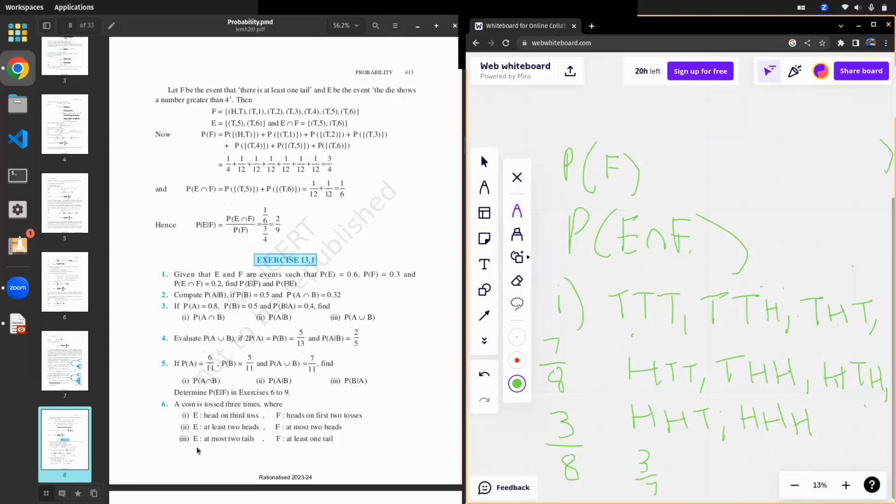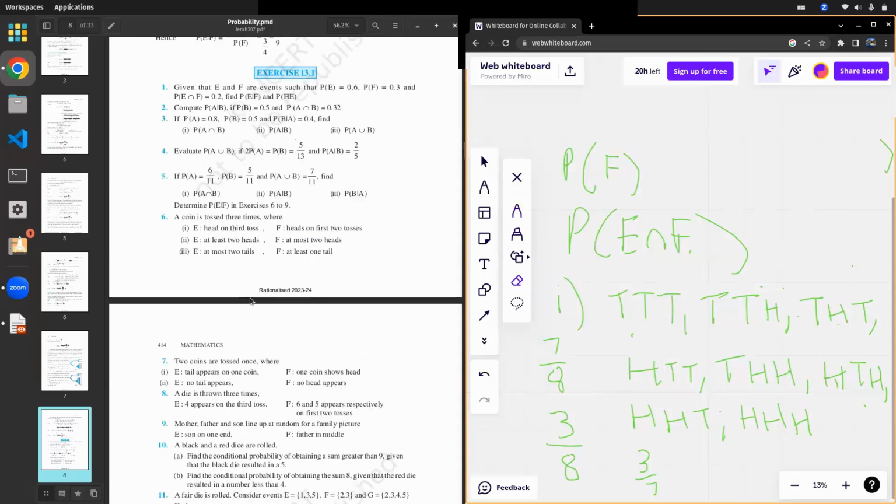Okay, the part 3 is E at most 2 tails when F is at least 1 tail. Similarly, we can check the number of events for F and E intersection F, and we will get the probability of E given F by substituting in the previous formula. So we will go to the next problem.